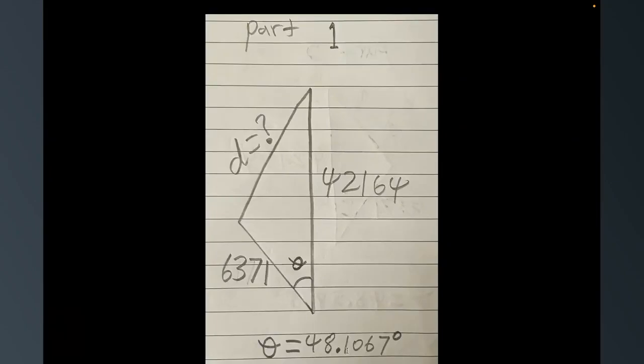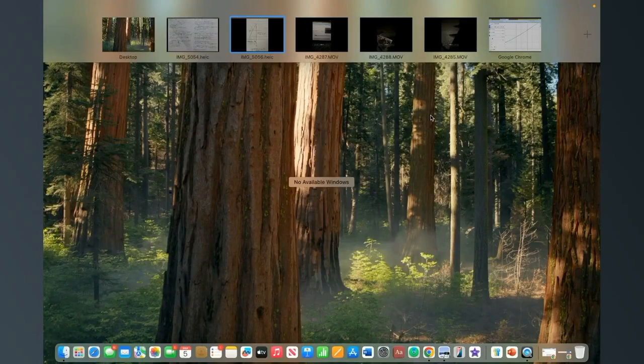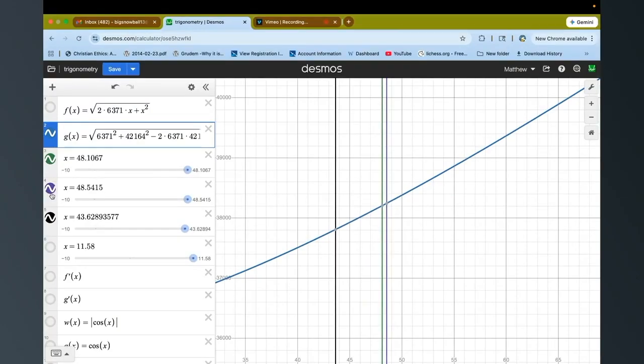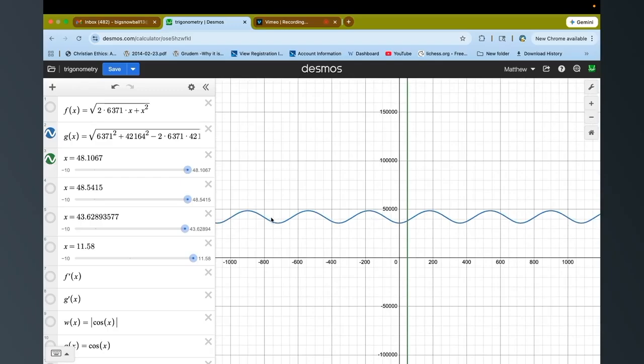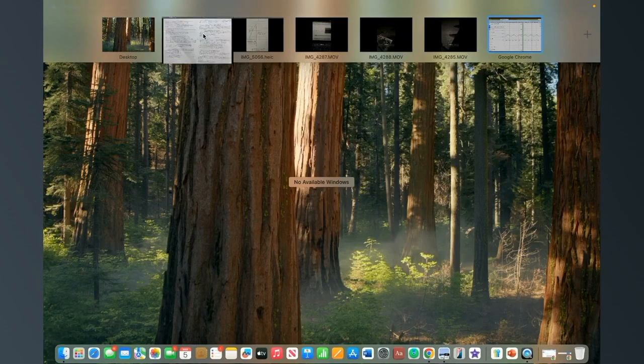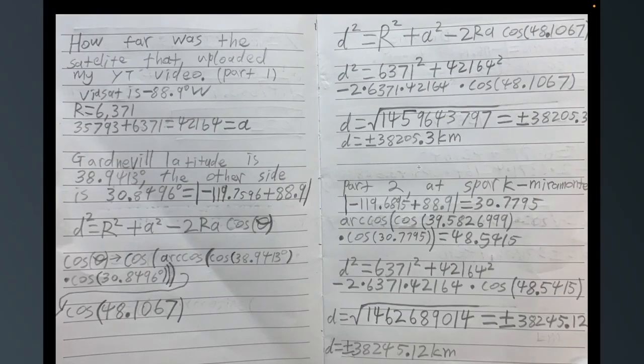So 48.1067, which is this. As you can see, here we have a graph of the cosine, the graph of how we do the law of cosines, the g of x, the square root. It is a wave function called the cosine wave. And if we plug in our number here, we can see the coordinates. We can see the exact number right here, which matches the number we calculated, or at least about matches it.